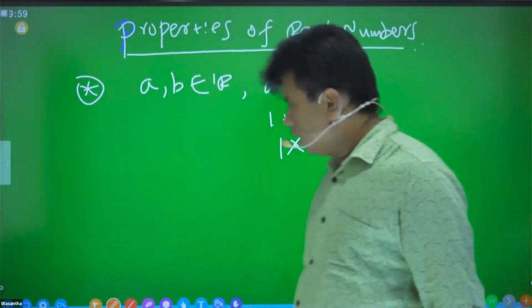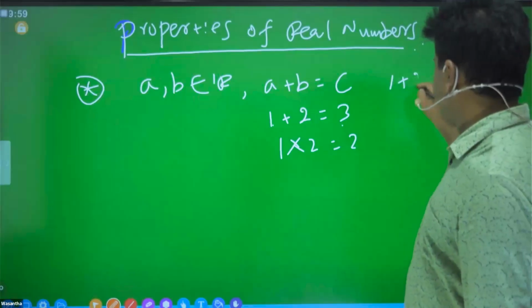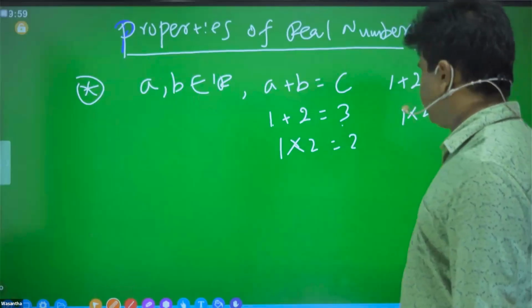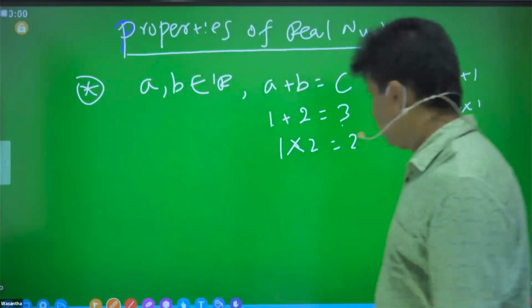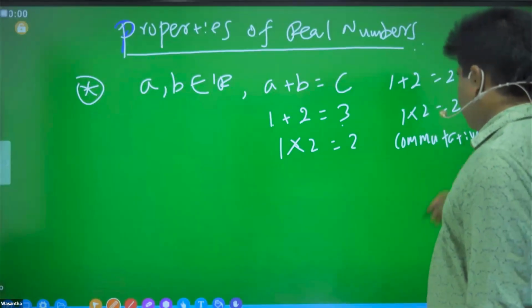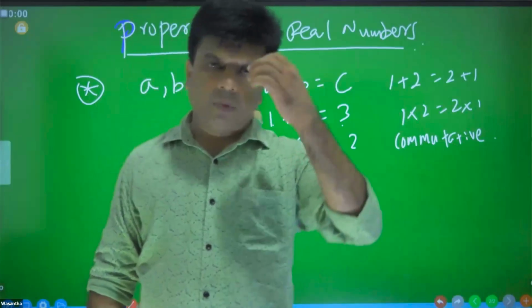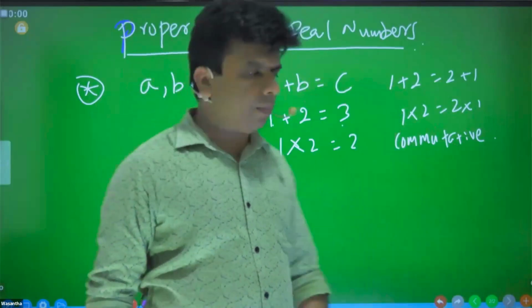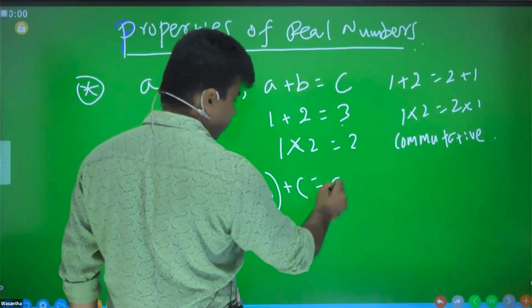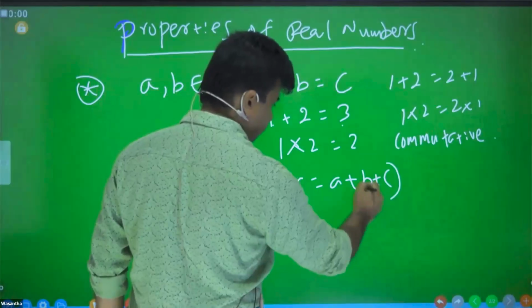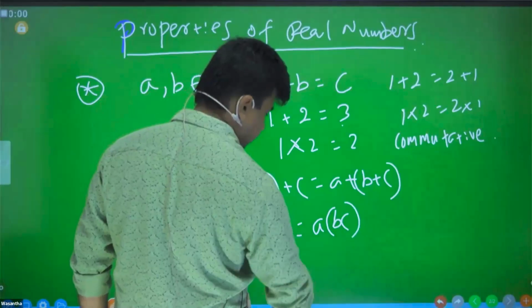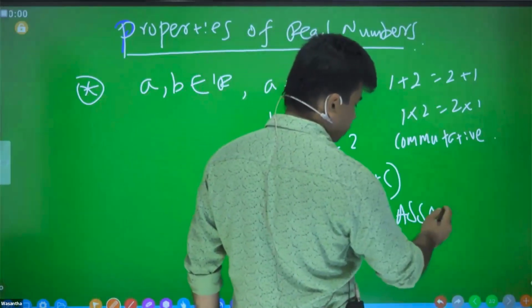Is it clear? And I told you that 1 plus 2 equals 2 plus 1, and 1 into 2 equals 2 into 1. Why is that? Because of the commutative law. And I will share another document with you today related to all the properties. Then we have A plus B plus C equals A plus B plus C grouped differently, otherwise AB into C equals A into BC. What is this called? Associative law. Clear?